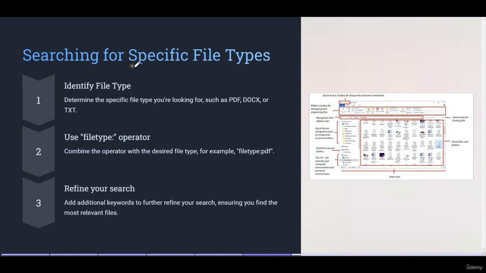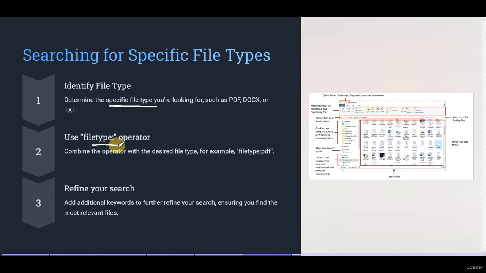Now let's see how we can search for specific file types. We can identify the file type like PDF, docs, or txt. Here PDF stands for portable document format. Then we have the documents, and then we have the text file, and we can search for specific file types.